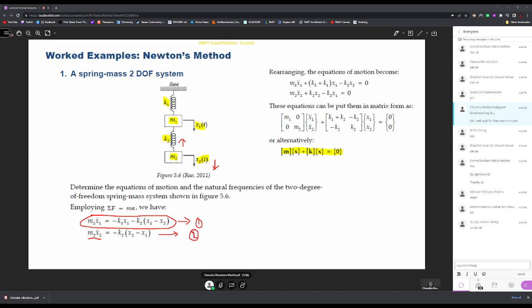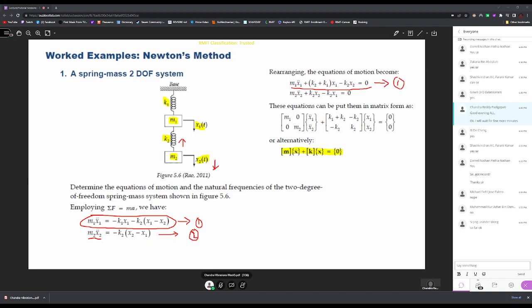Okay. So then we rearrange these equations like this. We can write m1 into x1 double dot, minus k1 x1, then minus k2 x1. You take the other side, so it will be k1 plus k2 into x1. Then minus k2 x2 is equal to 0, because there is no external force acting on the system.